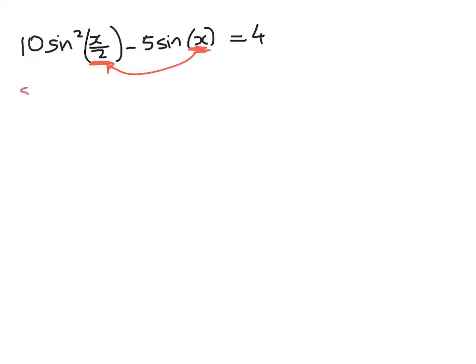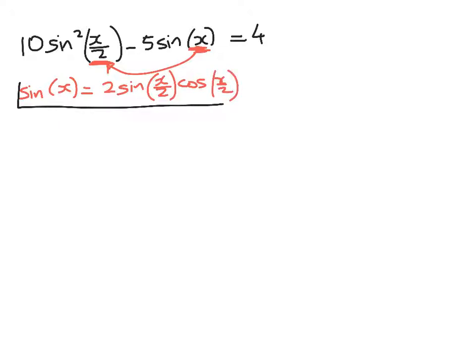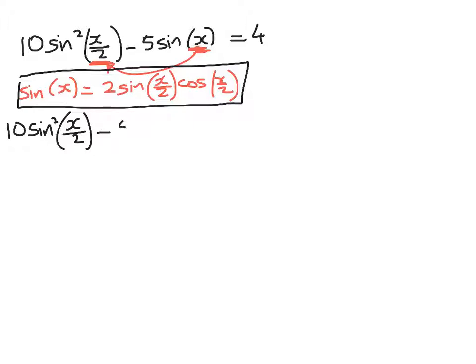So I'm going to make a note that sine of x is equal to 2 sine x on 2 cosine of x on 2. So if I use that, I can substitute this in here, and that's going to mean that at least I've just got one angle. So let's do that first and then see what we notice. I'm still not liking the 4 though, because I'm seeing a quadratic starting to form here. So I've got 10 sine squared x on 2 minus 5 times 2 sine x on 2 cos x on 2, and this thing equals 4.